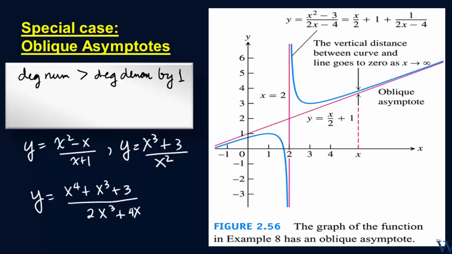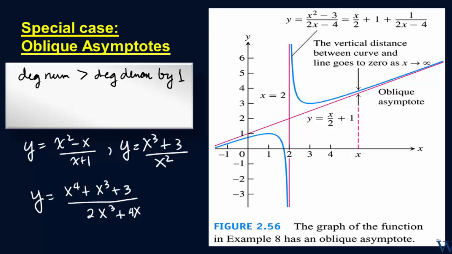In each of these examples, the difference between the degree of the numerator and the denominator is only 1. So this is just higher by 1 degree than the denominator. So this is an x cubed, that's an x squared. This is a cubic, that's a 4th. So this is the special case.